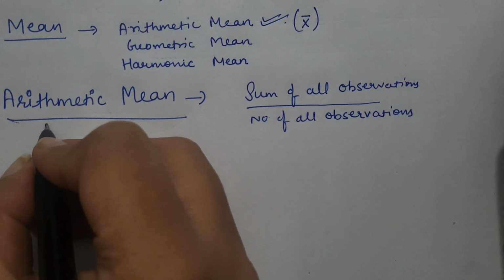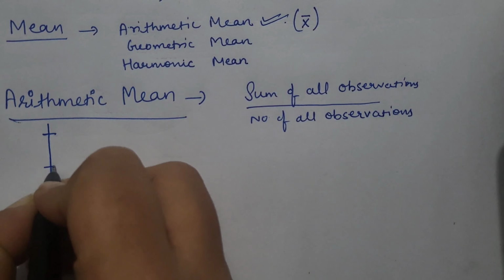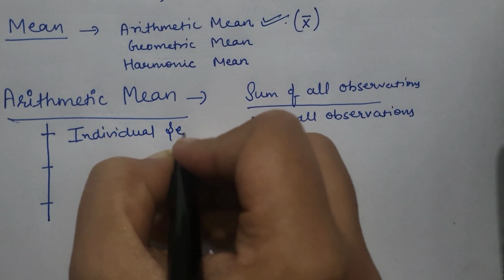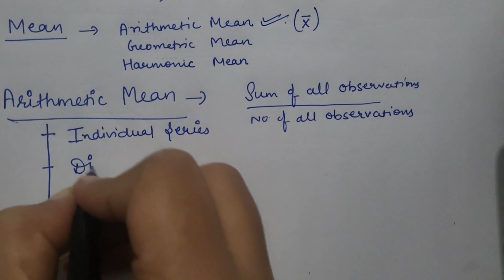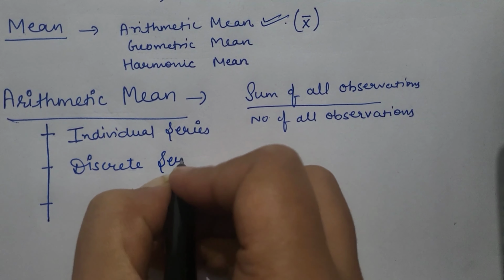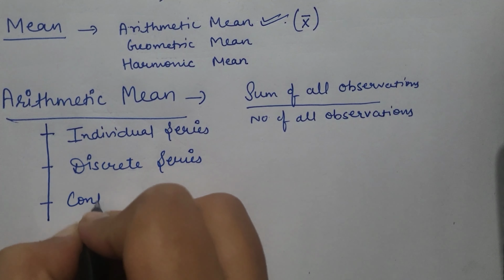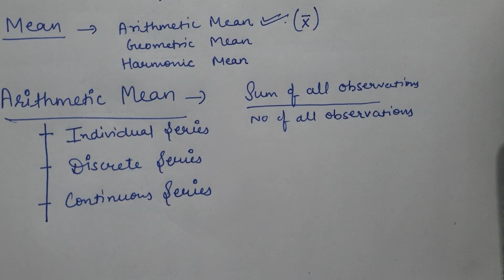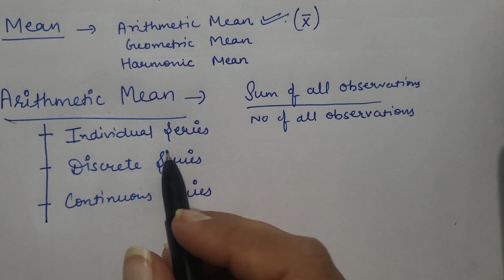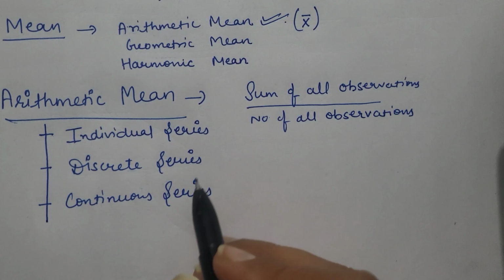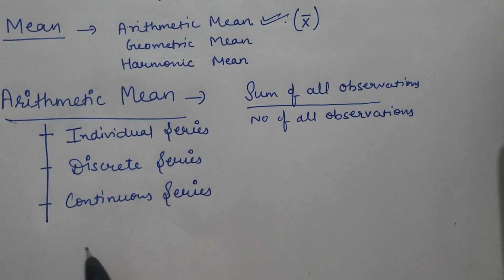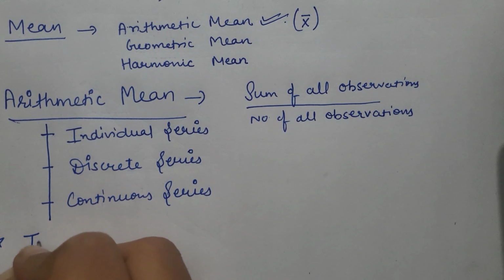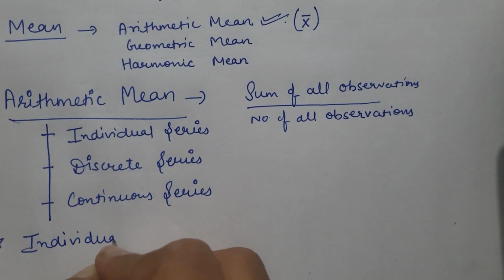To calculate arithmetic mean, first of all, we have three series: individual series, second, discrete series, and third is continuous series. I hope you guys are aware about these series. Otherwise, I will explain the concept when I cover these series. So here I am beginning with the first type of series, that is individual series.